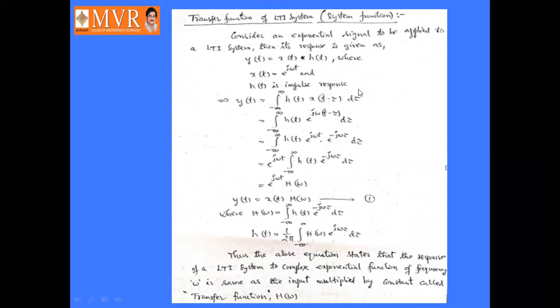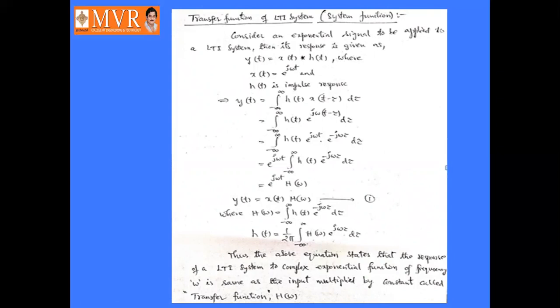And h of t is the impulse response. Then y of t can be expressed as follows, where we are taking the convolution formula. The convolution formula is the integral from minus infinity to infinity of h of t into x of t minus tau d tau. Or we can write this as the integral from minus infinity to infinity of h of tau into e power j omega t, where t is replaced by t minus tau.